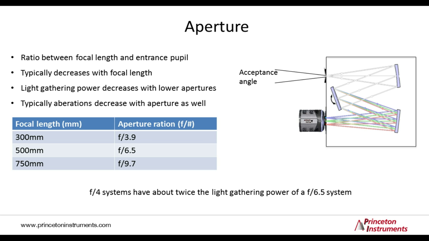Here I listed the aperture ratio for a few commonly used focal length spectrographs. F/4 for systems like the 300 millimeter focal length, compared to a 500 millimeter focal length system, which is an F/6.5 system. The F/4 system has about twice the light gathering power of the F/6.5 system.